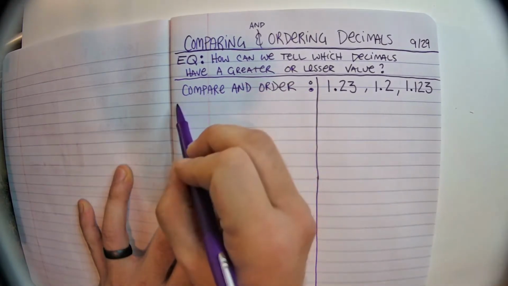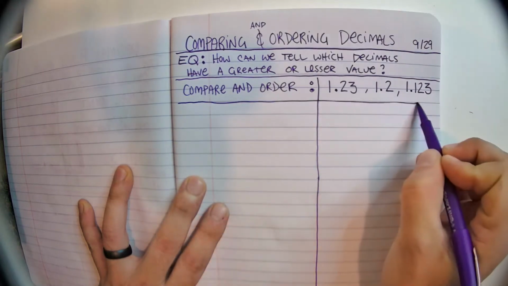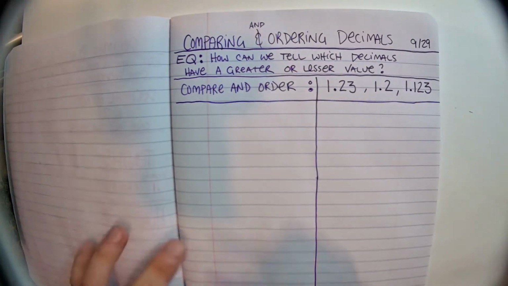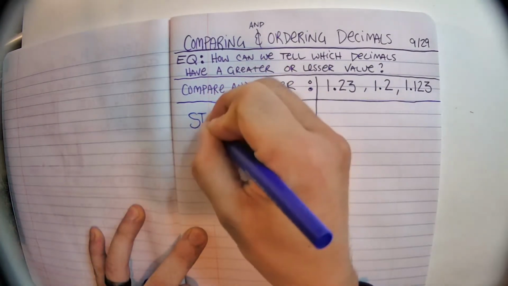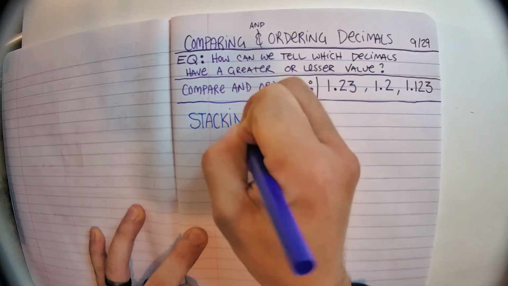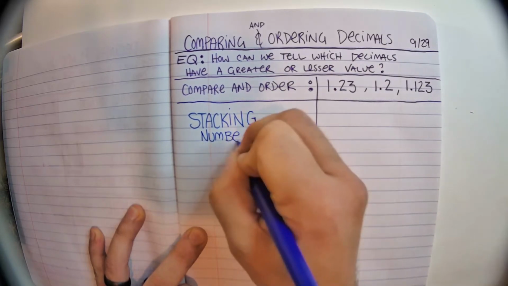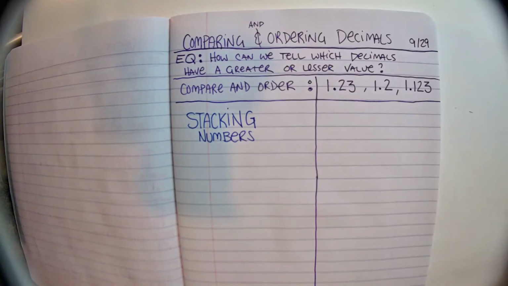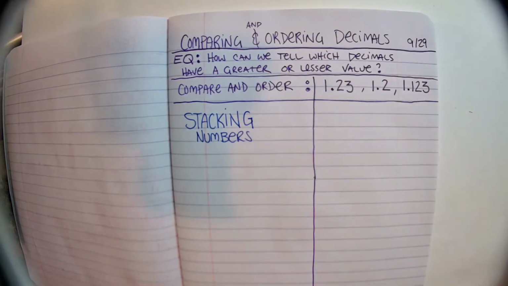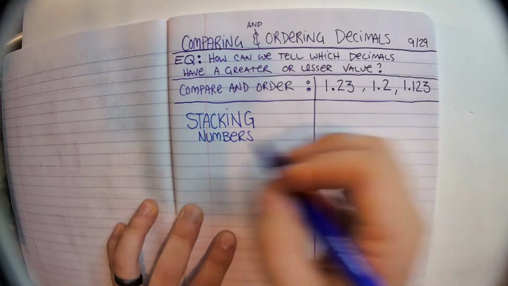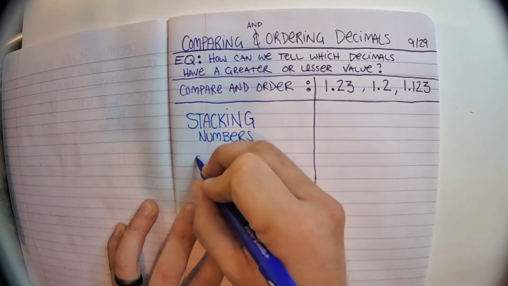We are going to use a strategy of what I like to call, let's see, just pick a different color. Stacking numbers. All right. This is what I like to call stacking numbers. So we're putting numbers in stacks, all right? There's a certain way to do this that will give you the answers when you're trying to compare and order decimals. All right, so I'm going to give you the steps here, all right? But this is called stacking numbers, all right? Stacking numbers, step one.